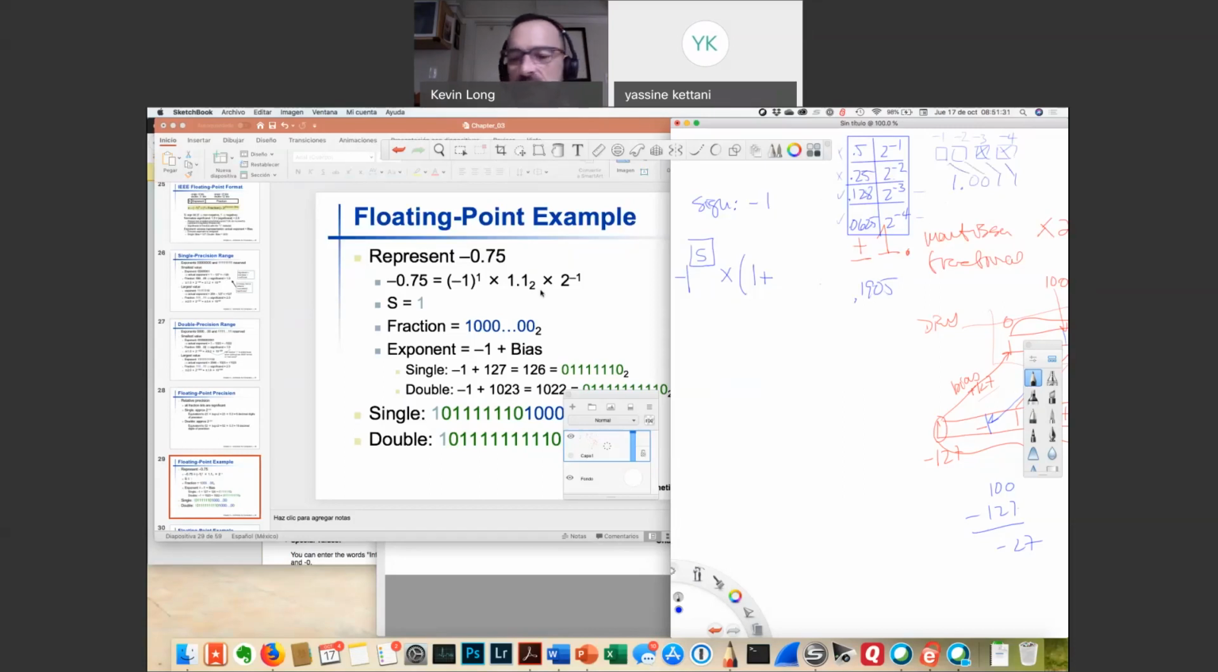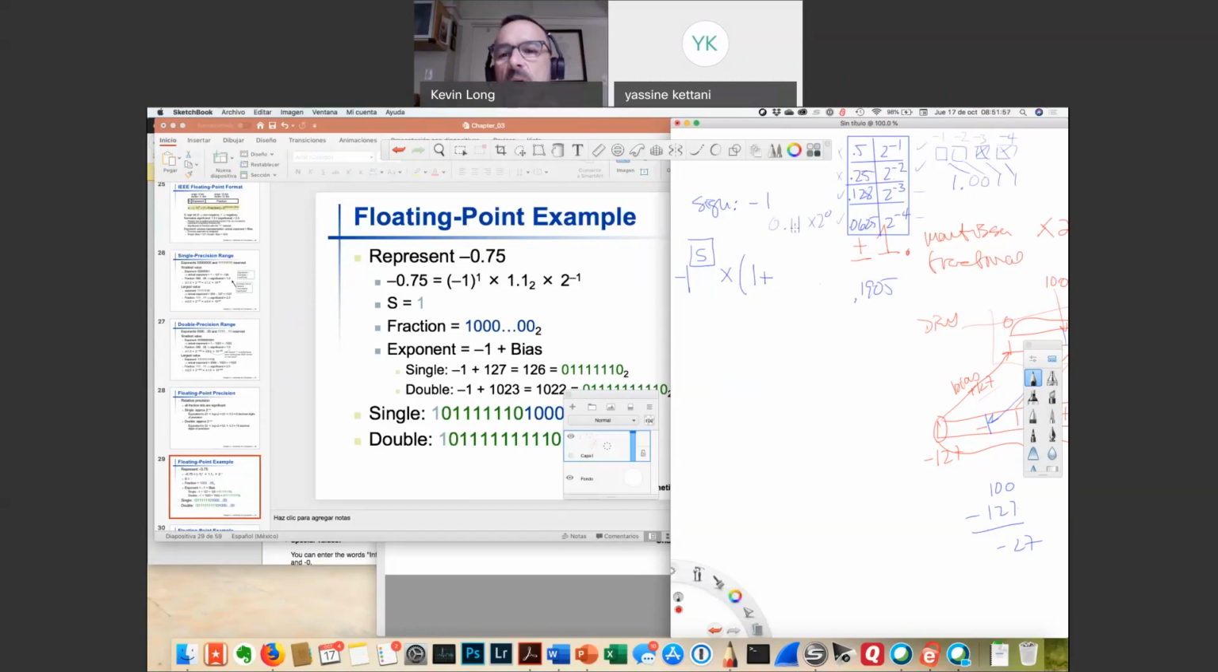So in my case, I have 0.75. I observe that it is 2 to the -1 plus 2 to the -2. So I'm going to have these two guys checked off in this case. So it's basically 0.11 times 2 to the 0. Will get me exactly what I want, but that is not normalized, right? So I have to normalize this.